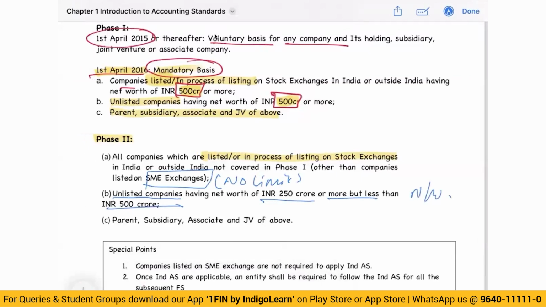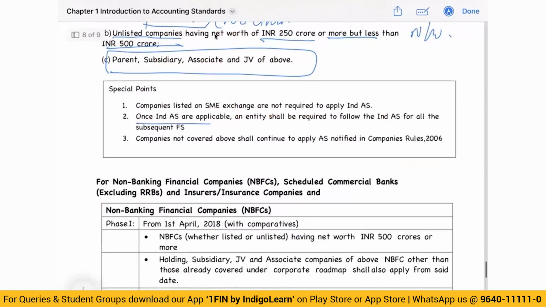So as of today, if you ask me to which companies does Ind AS apply? First, all listed companies, all companies in the process of listing, except those listed on SME; unlisted companies having net worth of 250 crores or more but less than 500 crores; and parent, subsidiary, associate, and JV of the above entities. Then, very important, once Ind AS is applicable, the entity shall be required to follow Ind AS for all subsequent financial statements. And if Ind AS is not applicable, you will apply the accounting standards as notified under the Companies Act.